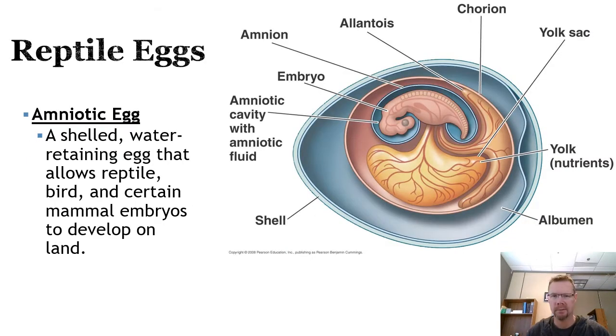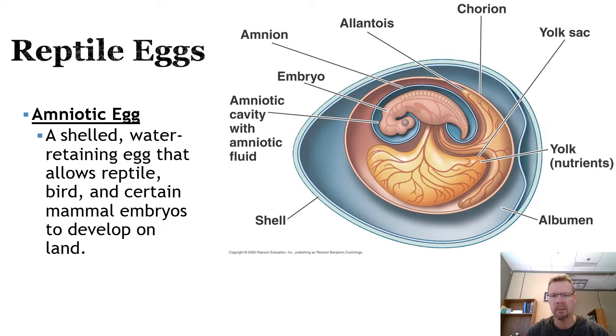All right, speaking of reptile eggs, let's talk a little bit about that. Reptiles have amniotic eggs, a shelled water-retaining egg that allows the reptile, some birds, most birds actually, and certain mammals to embryos to develop on land. And so these creatures are egg layers, much like the egg that you may have eaten for breakfast. A chicken lays an amniotic egg, but a chicken is not part of the class Reptilia.